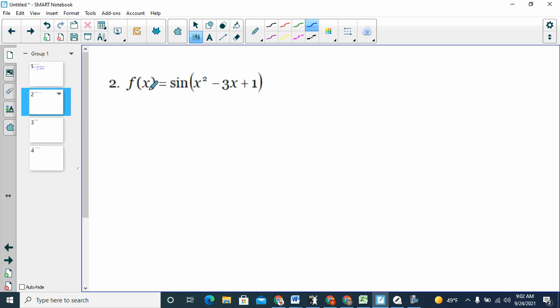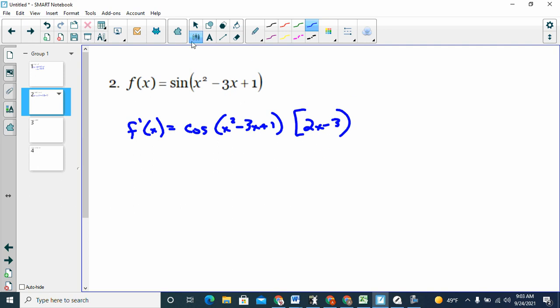Number 2, we are taking the derivative of sine of something. To get the derivative of sine is cosine of that thing. And then again, chain rule, times the derivative of the inside. So times 2x minus 3.